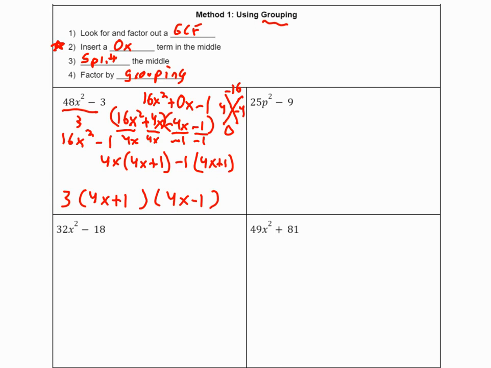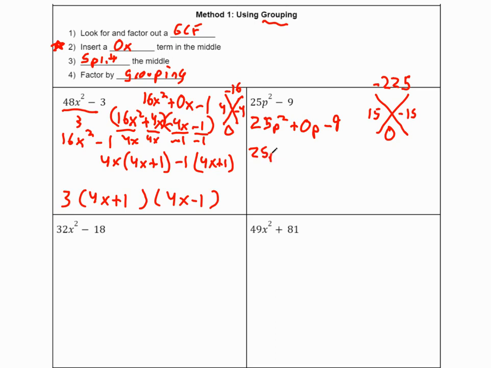Similarly, if I take a look at my next example here, I've got 25p squared minus 9. They do not have a GCF, so I don't have to worry about that. 25 is a perfect square, p squared is a perfect square, and 9 is a perfect square, so I know this can be factored. So I'm going to rewrite this as 25p squared plus 0p minus 9. Pull up my x. 25 times negative 9 gives negative 225, and on the bottom, 0. Once again, since the bottom is 0, the two numbers have to be the same. So the two factors of 225 that are the same number are positive 15 and negative 15.